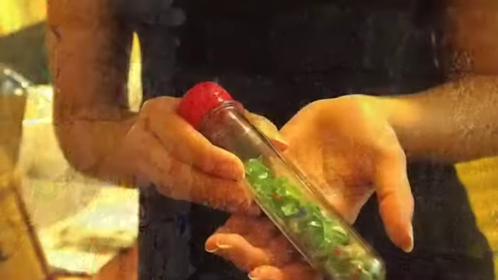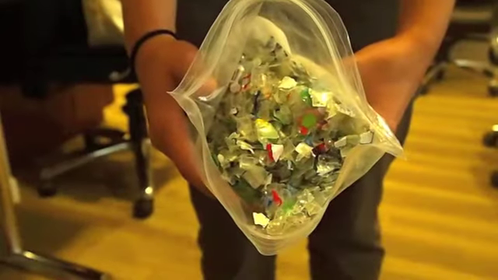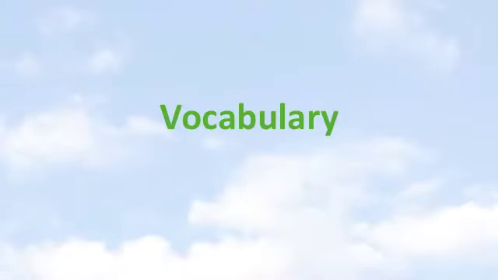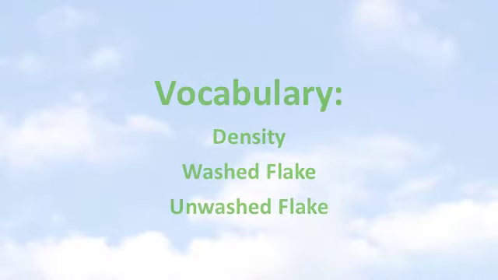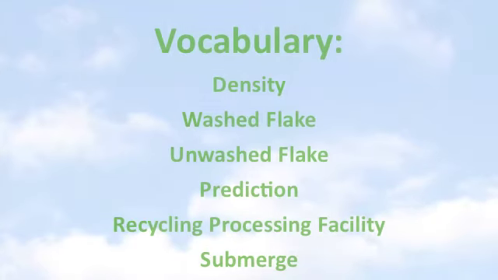Show students the samples of unwashed flake and tell them that this is a mix of all types of plastics found in a plastic drink bottle. Some of these pieces will float and some will sink. From this activity, your students will learn the vocabulary words density, washed flake, unwashed flake, prediction, recycling processing facility, and submerge.